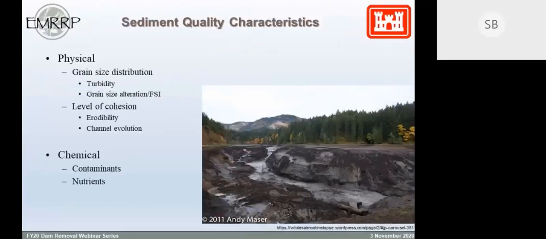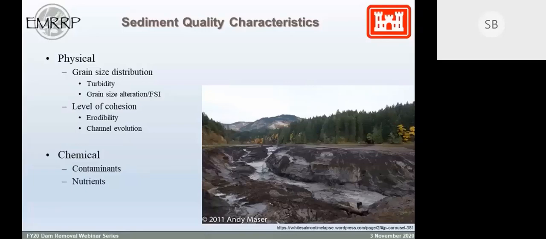So I talked about the common management concerns with respect to sediment and how volume is a factor in the risk of sediment impacts. Just briefly, I want to look at how sediment quality is also a factor. Sediment quality is a key factor in determining potential impacts, as well as management strategies and navigating the permit process. Sediment quality can relate to either physical or chemical characteristics, and some of these we talked about during the question and answer session earlier.